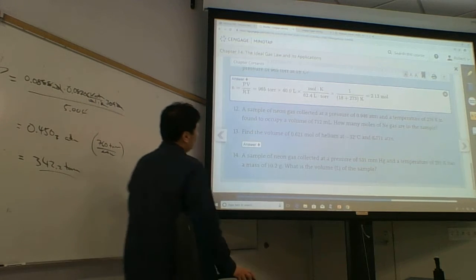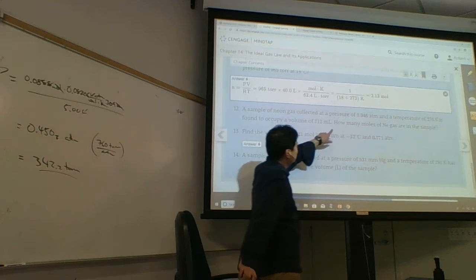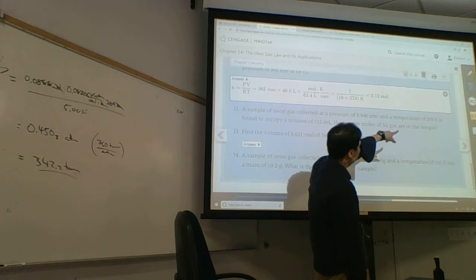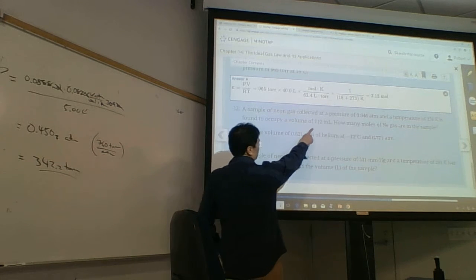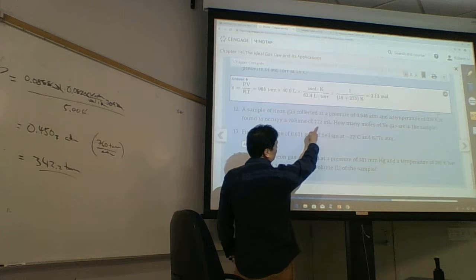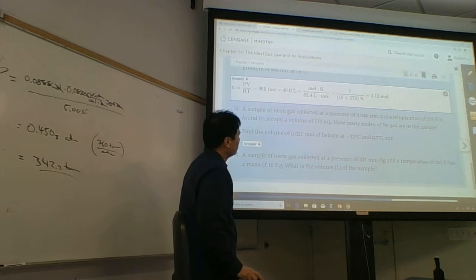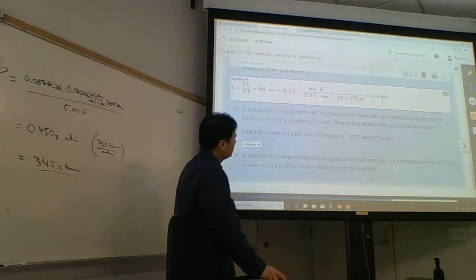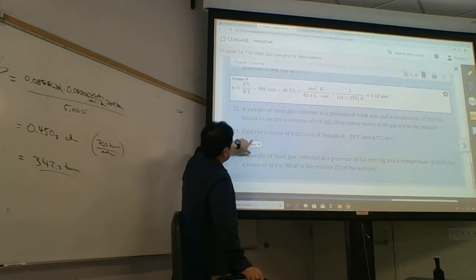12. A sample of neon gas is collected at a pressure of 0.946 atmospheres. So P I don't have to change to atmospheres. T I don't have to change either, that's in Kelvin. V I do have to change, from 712 milliliters to 0.712 liters. How many moles of neon gas are in the sample? So you just use this equation and plug in everything.